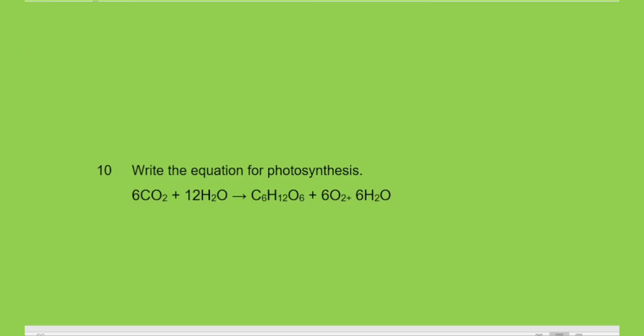The equation for photosynthesis: 6CO2 + 12H2O gives C6H12O6 + 6O2 + 6H2O as the products. Here on the arrow you have to write sunlight and chlorophyll, which are the conditions required for photosynthesis. This is a balanced chemical equation. Sometimes students ask whether we should write the balanced equation. Yes, of course you have to write the balanced equation, because you are taught how to balance an equation in the first part of this chemistry lesson itself.